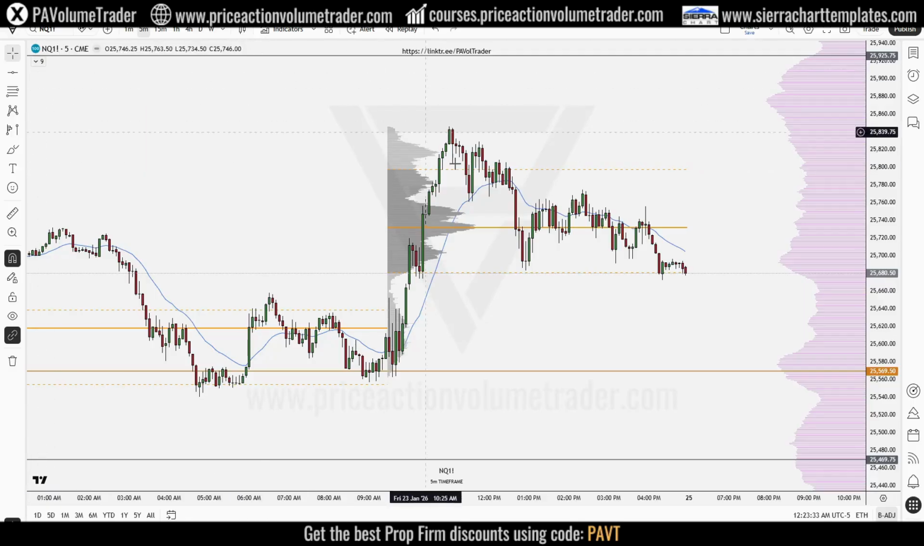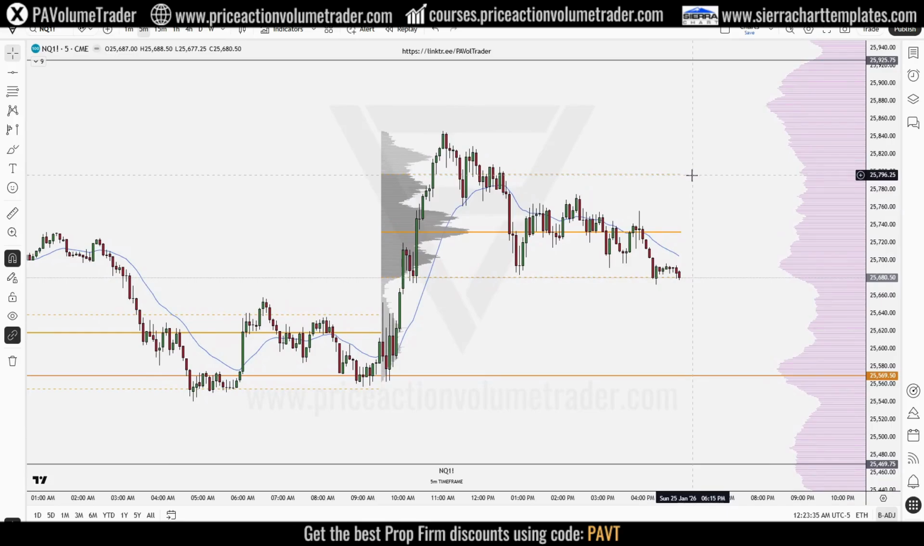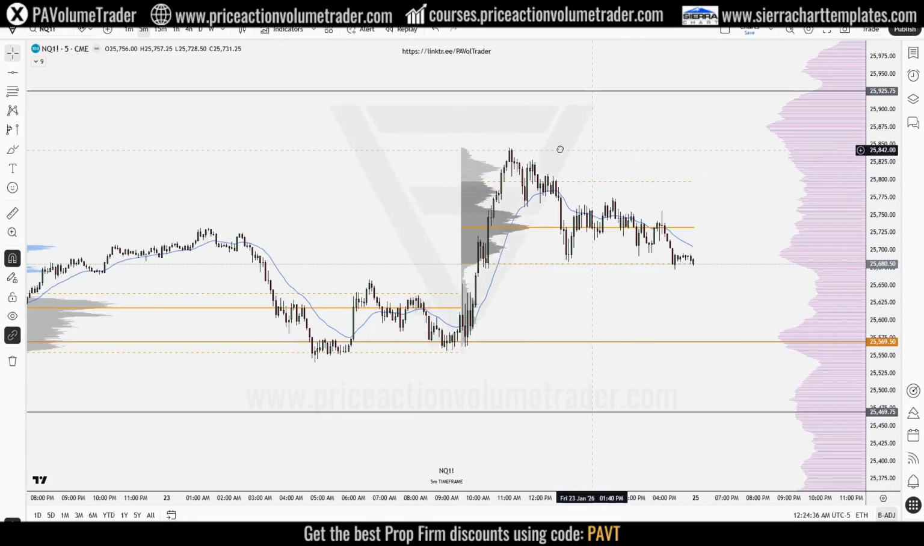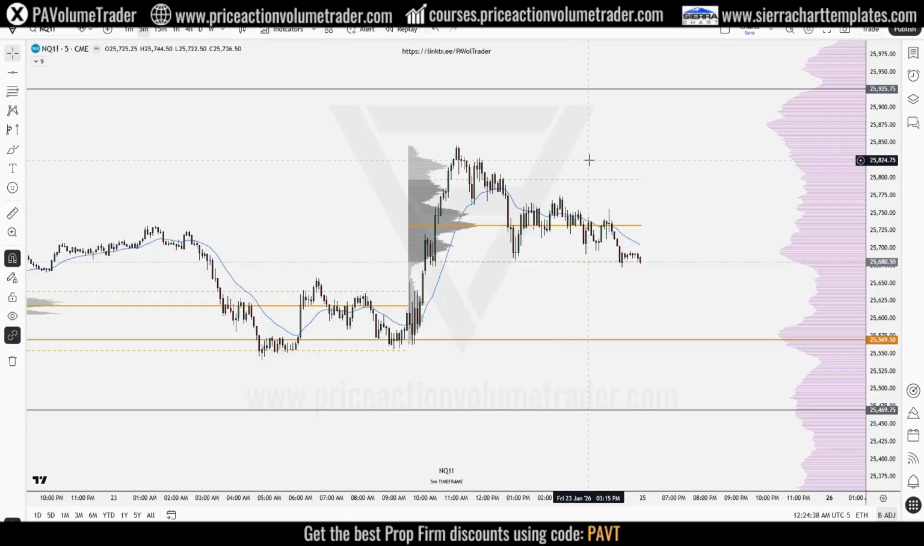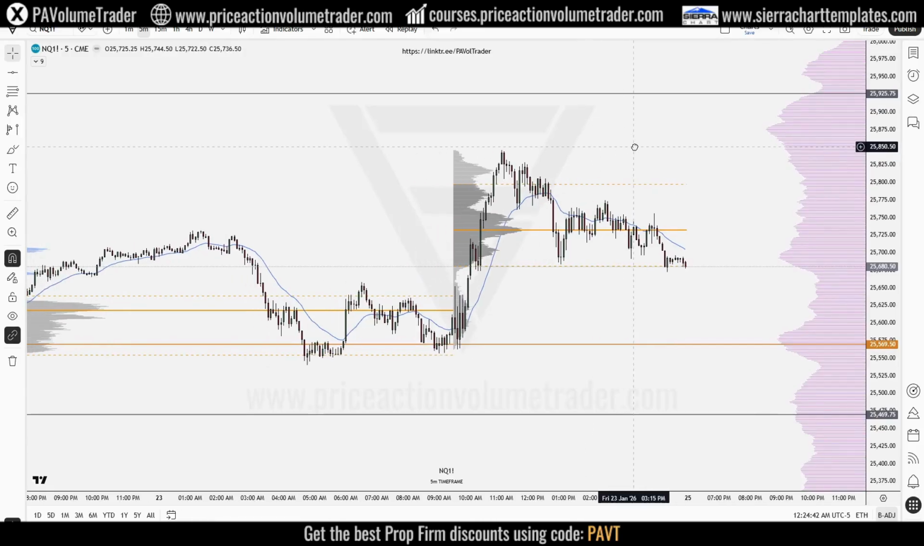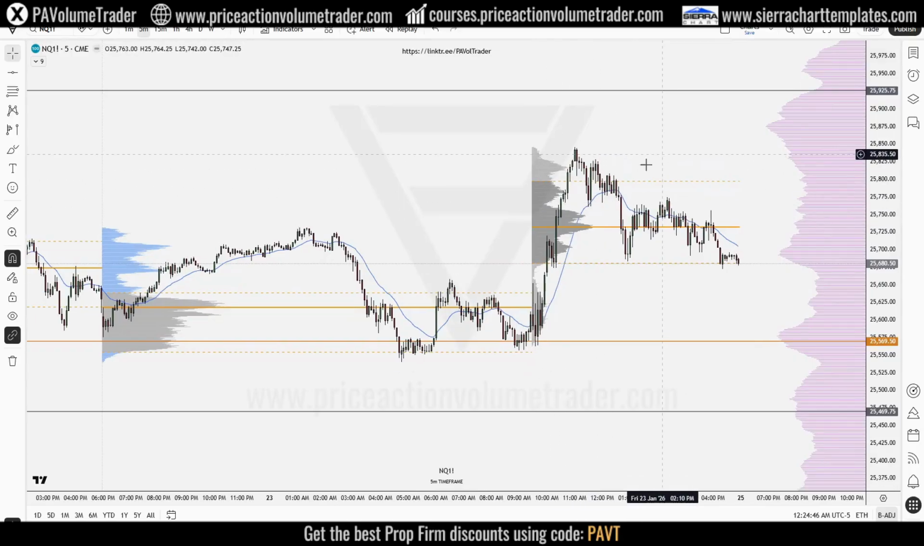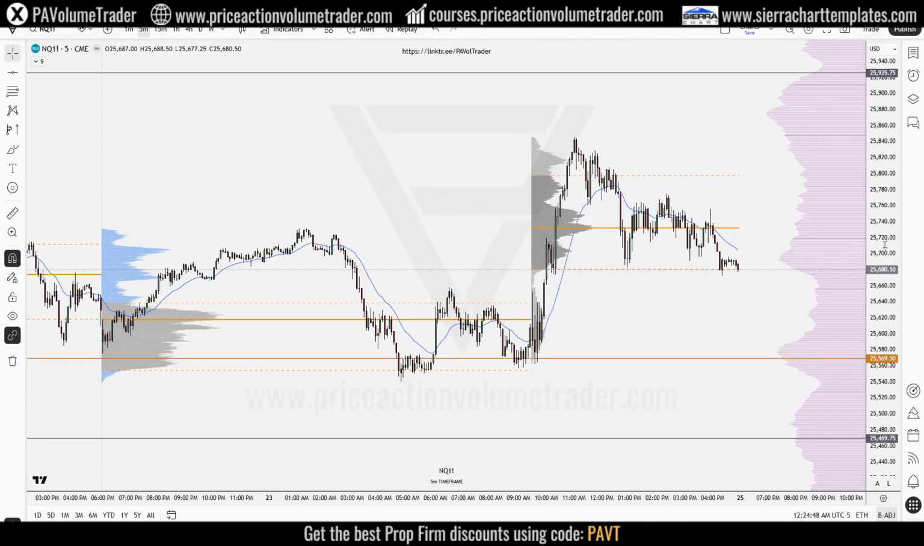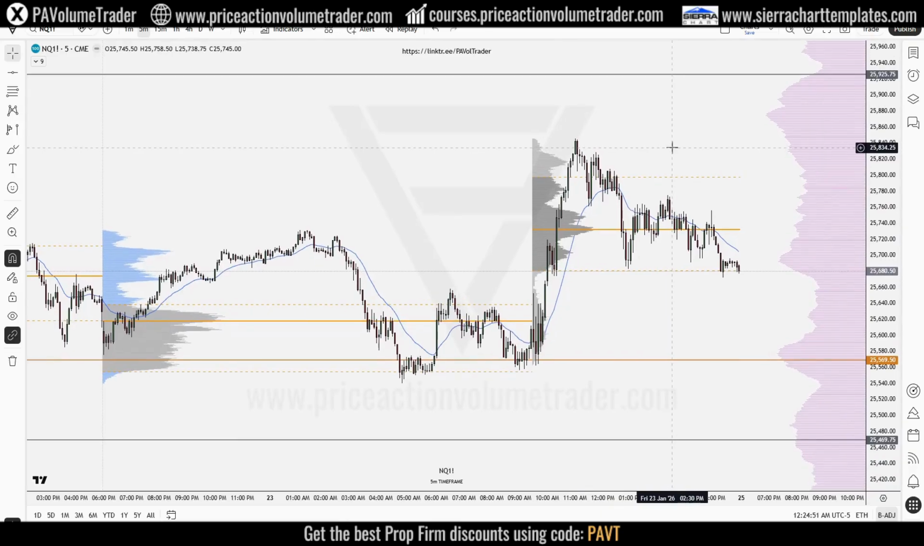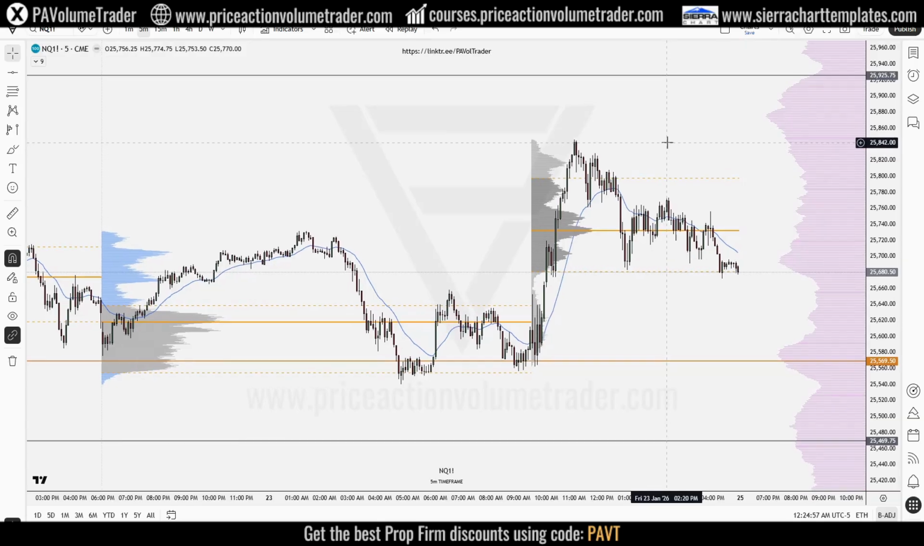Now, for these indicators, you do need to have a paid plan on TradingView. I have the Essential plan, which is basically the most basic paid plan on TradingView, and it's going to offer you all the volume profile indicators, okay? And for me, that's all I really need in TradingView as far as indicators.